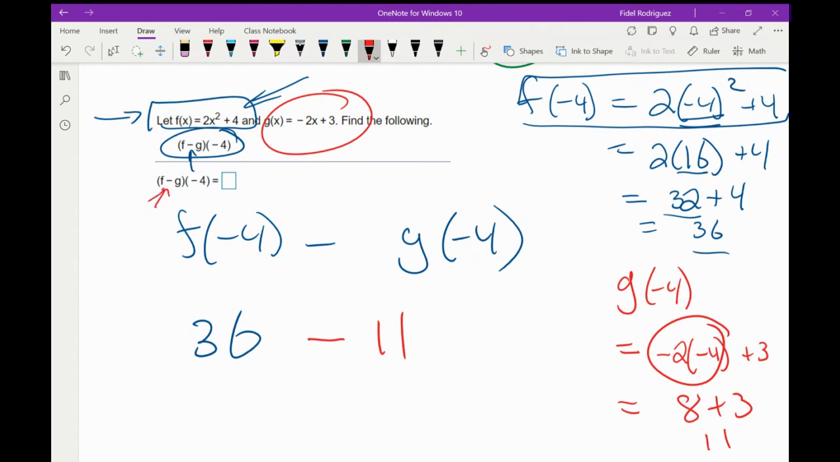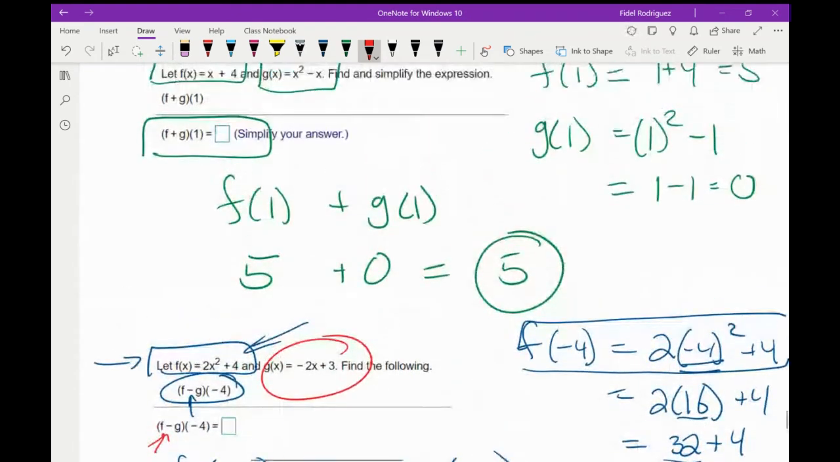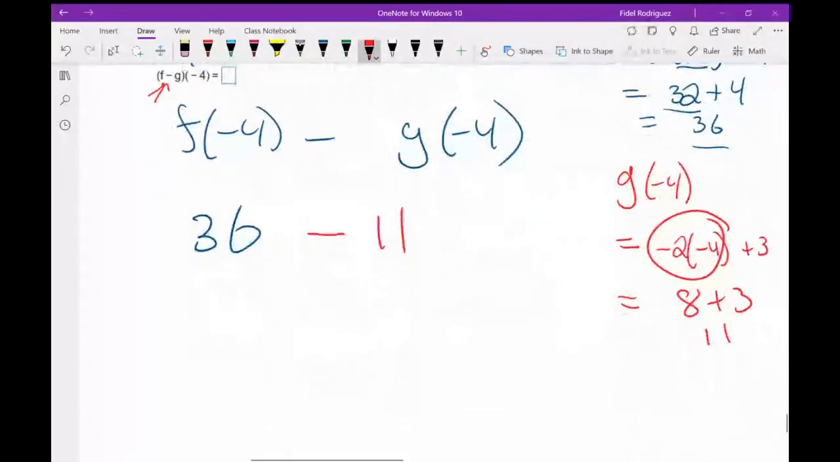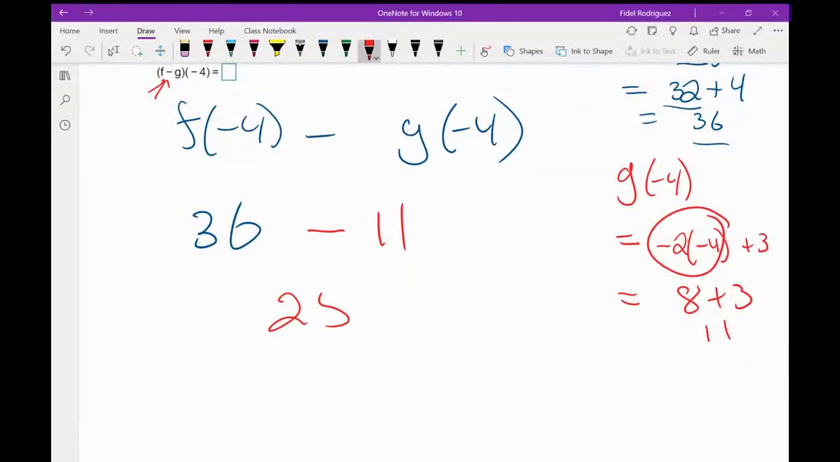Because that's what we had right there, right? Where in the first problem, we had what in the middle? Plus, so that's what we added, right? This one we're subtracting. 36 minus 11 should just be 25. And I'll come back over here again, and I'll plug in the number 25, and we'll check it, and we got it, right?